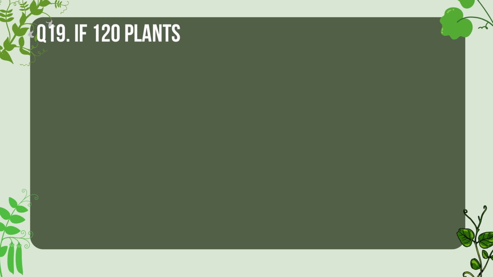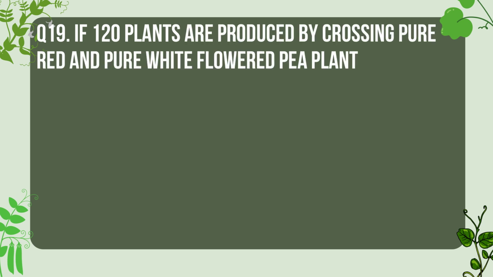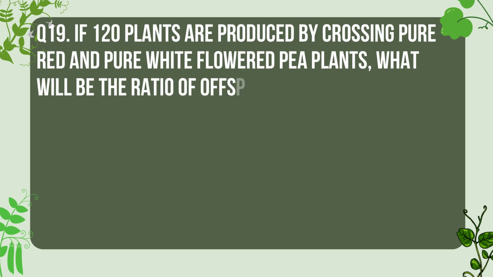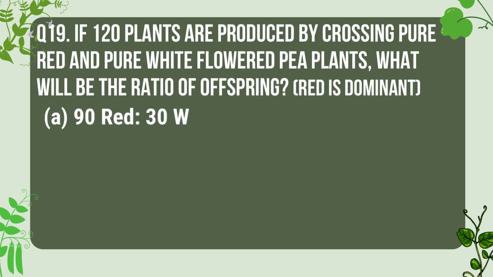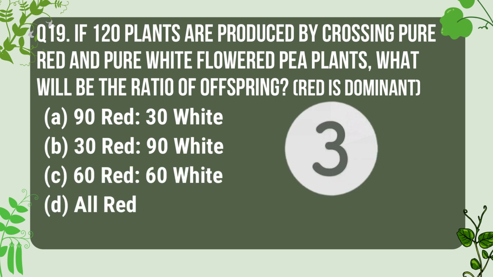If 120 plants are produced by crossing pure red and pure white flowered pea plants, what will be the ratio of offspring? Red is dominant. A. 90 red ratio 30 white. B. 30 red ratio 90 white. C. 60 red ratio 60 white. D. All red.